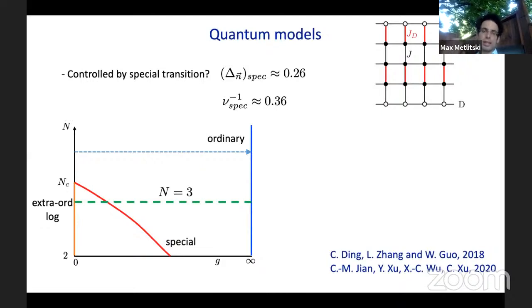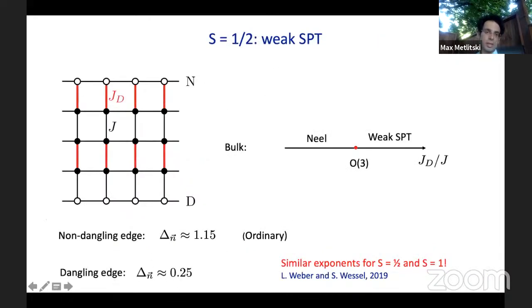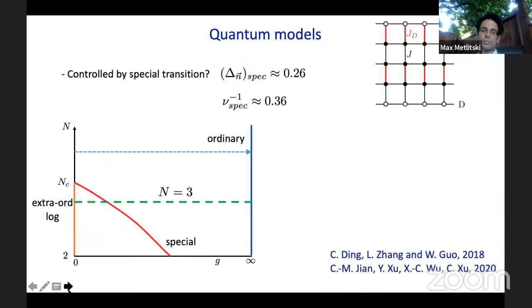So we know that in the classical O3 model, this seems to have been established by Francesca Toldin numerically, that n equal 3 is below nc. We have the special transition, and these are the exponents in the classical O3 model at the special transition. And notice in particular this delta n, roughly 1/4, very similar to the exponents seen at the dangling edge. So perhaps the dangling edge is controlled by the special transition.